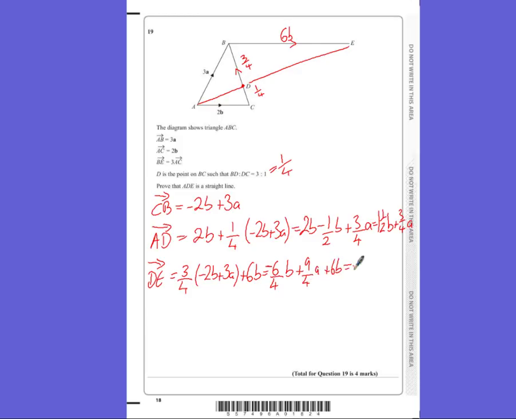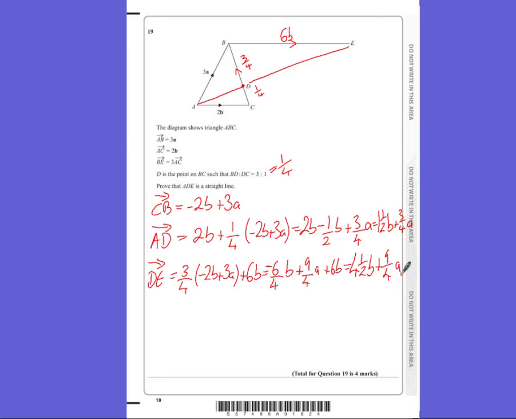So simplifying that out, 6/4 is the same as 1.5. So 1.5 taken off 6Bs would end up with 4.5 Bs, and we've got 9/4 of A. In fact, I'm going to leave that as 9/4 because it'll make the factorising a little bit easier. I could have written that as 2.25, but I'm going to leave that as 9/4.